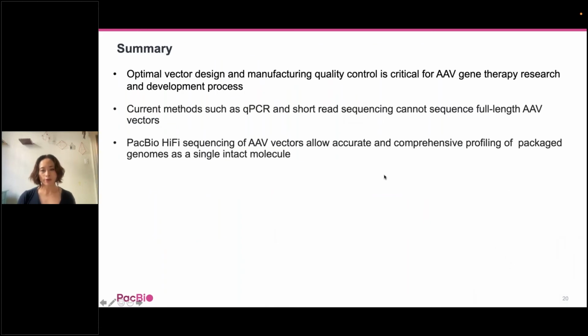So to just summarize, HiFi sequencing can be used as a better tool to characterize the vector design, understand the purity, and host integration events. And we now have on-instrument software support. We also have a command line that can generate the reports that I just showed you.